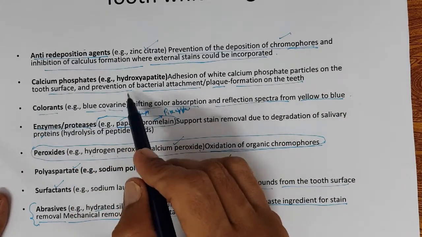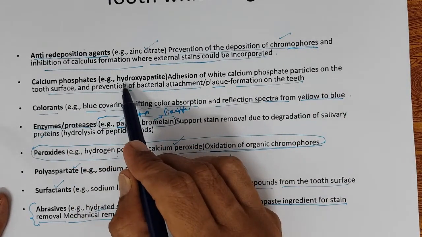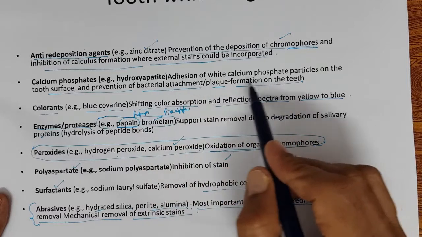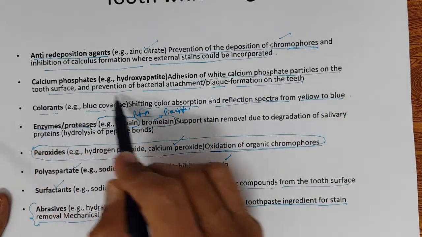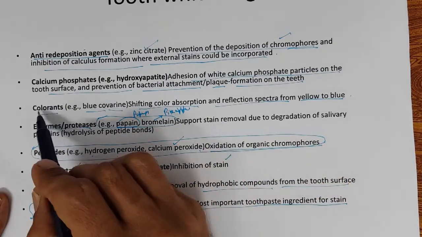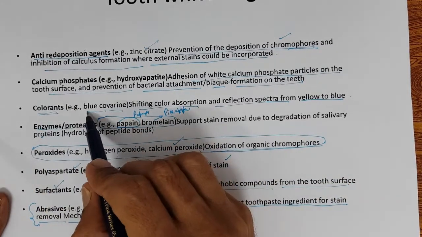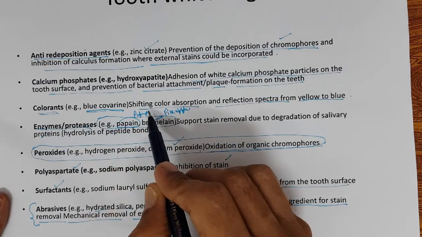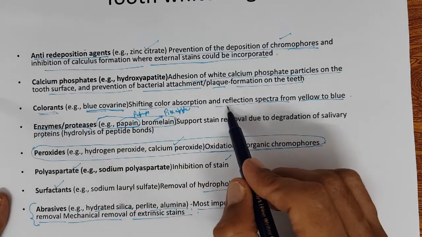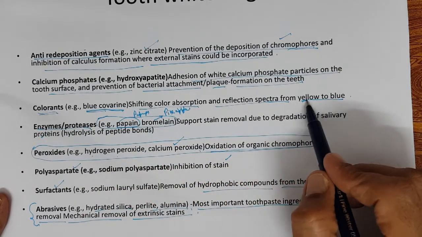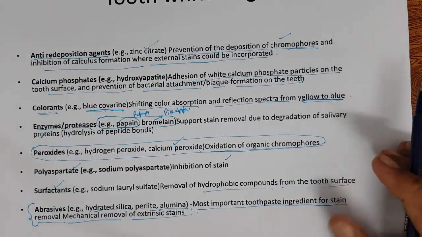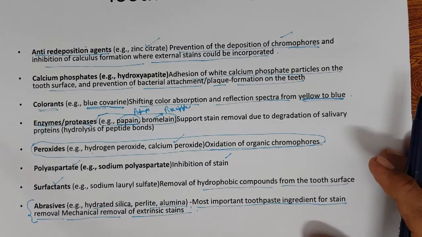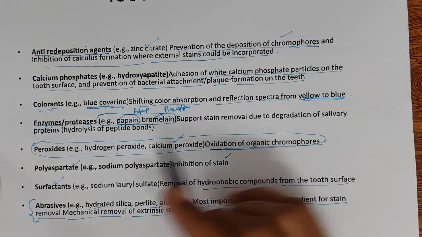Calcium phosphate, as hydroxyapatite, adds white calcium phosphate particles on the tooth surface, right? Colorants, for example blue covarin, shift the color absorption and reflecting spectra from yellow to blue, right? By color modification, it changes the color from yellow to blue.